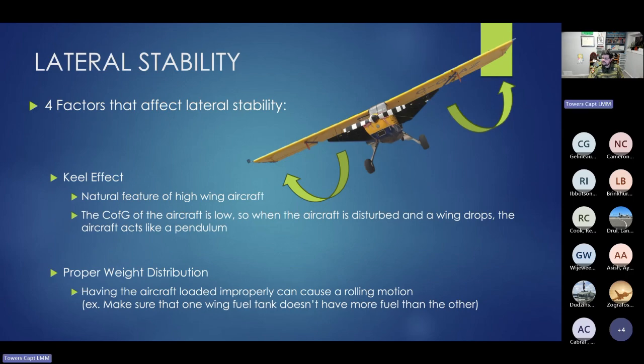Any thoughts? Let's say I've got my plane here and I load the left wing full of fuel and I don't put anything in the right wing. What's going to happen to my little plane? Exactly. So your uneven weight distribution is going to affect your lateral stability. You're going to make sure that you're staying on top of that.